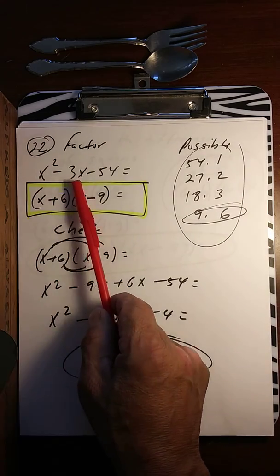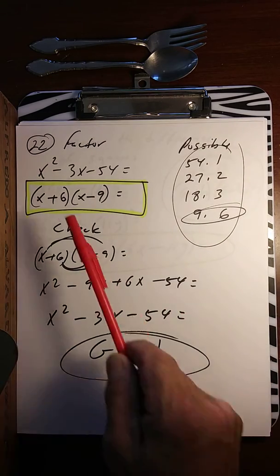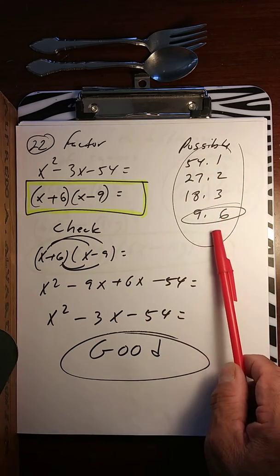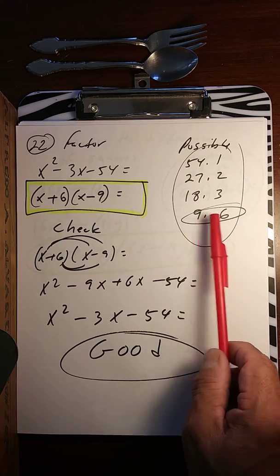Factor this: x squared minus 3x minus 54. So we have x plus 9, x plus 6, x minus 9. We have all possible answers for the 54. Try this number. Is that right?